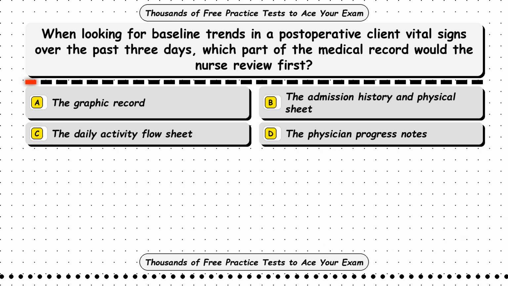Question 152. When looking for baseline trends in a postoperative client's vital signs over the past 3 days, which part of the medical record would the nurse review first? Option A. The graphic record. Option B. The admission history and physical sheet. Option C. The daily activity flow sheet. Option D. The physician progress notes.